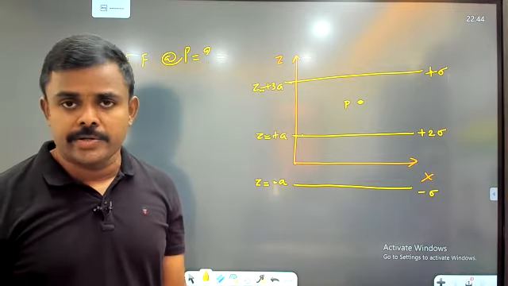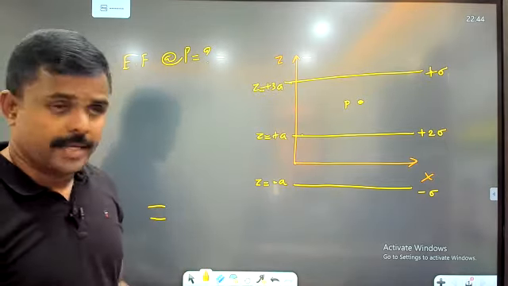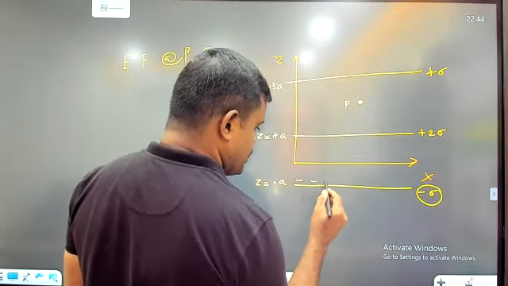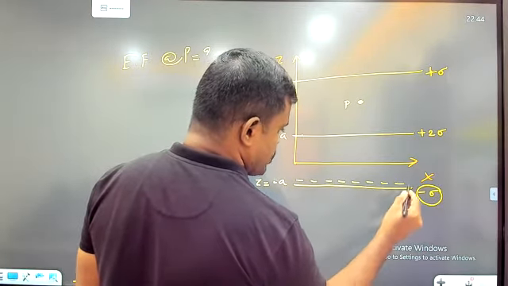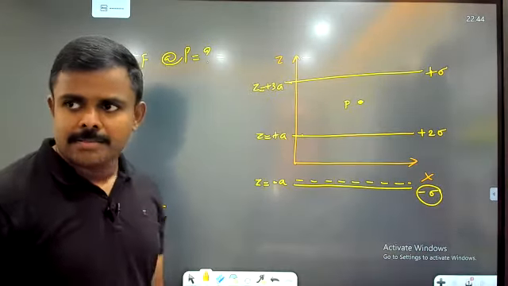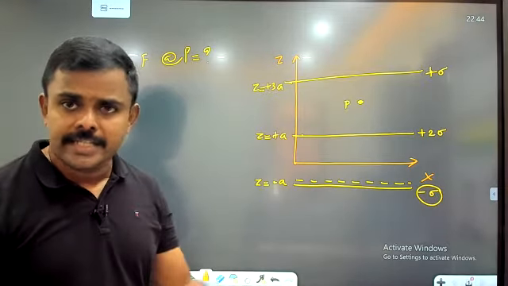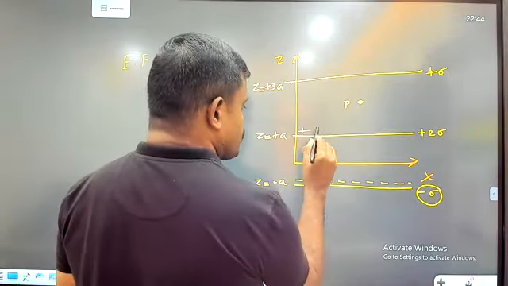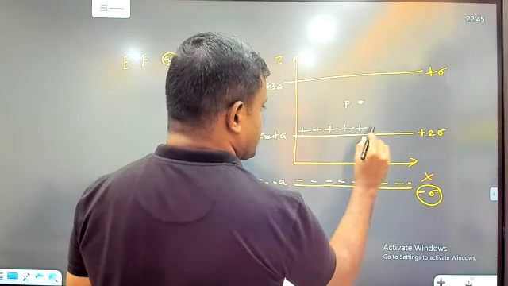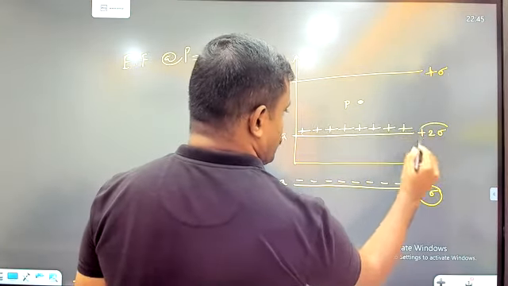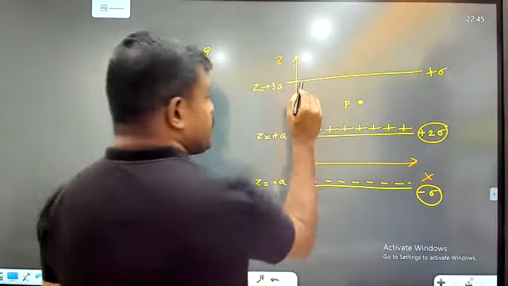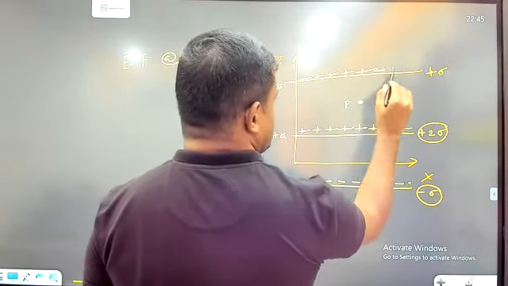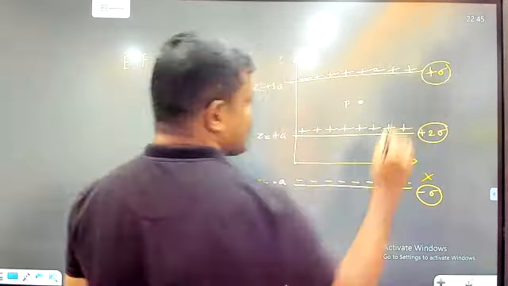Now, irrespective of the question, you're going to find it very easy. I'll tell you. I'm going to put the signs. Minus sigma means it is full of negative, right? The sheet has negative charges. This is plus 2 sigma, so the sheet has positive charges. This sheet also has positive charges. Why positive? Because it is plus sigma.